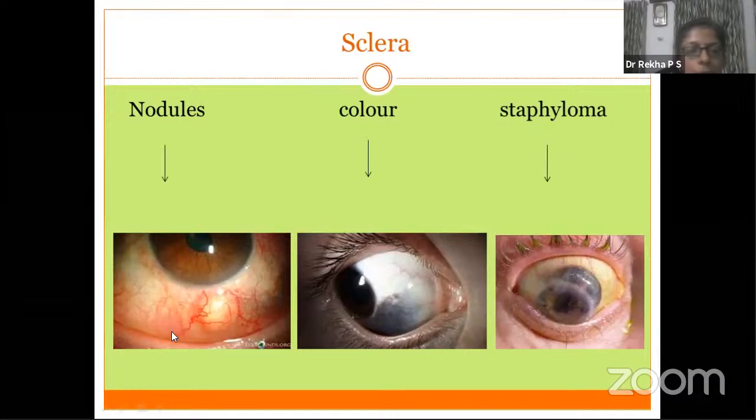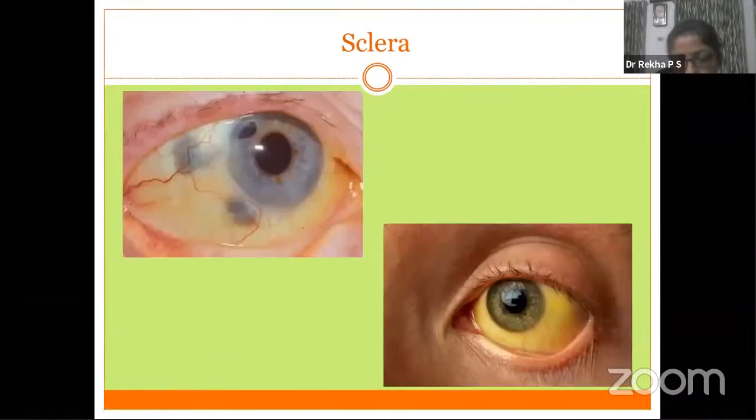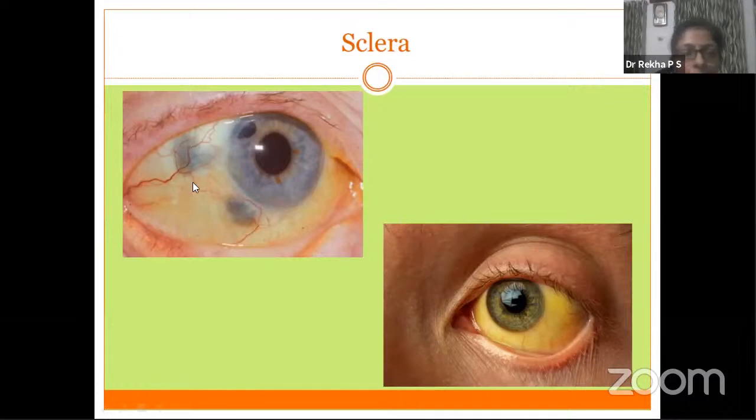Now, the sclera. You can look for nodules, as seen in nodular scleritis. You can look for discoloration, like this slate grey discoloration, which you see in ocular melanosis. Also, you can see blue sclera. You can look for staphyloma, which is bulging of thinned out sclera along with the uveal tissue. But you should also not miss subtle changes like minimal discoloration. This is thinning of the sclera due to recurrent scleritis. It can also be a marker of some systemic diseases like jaundice.